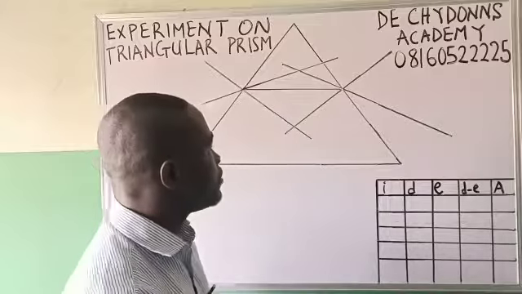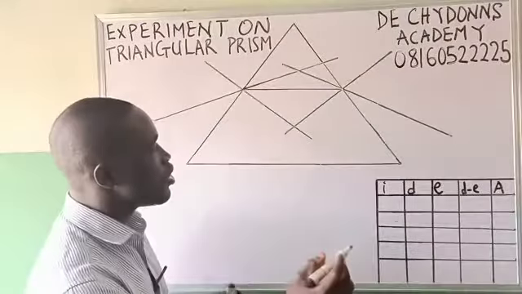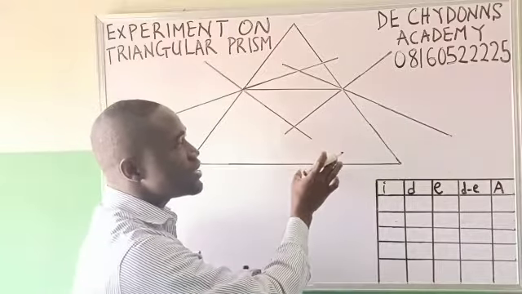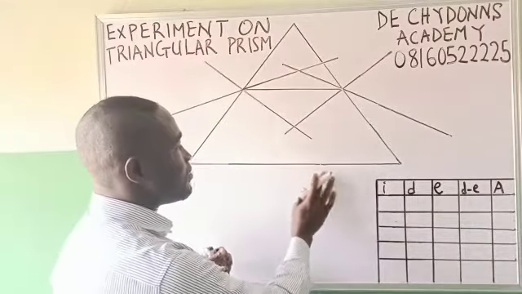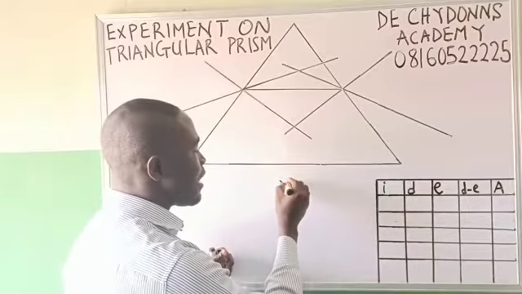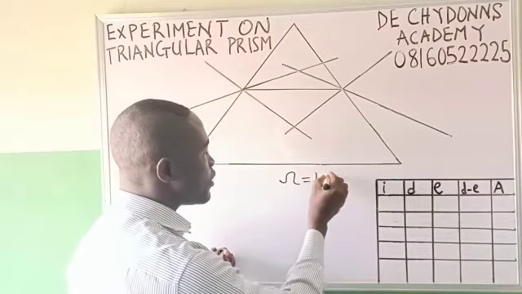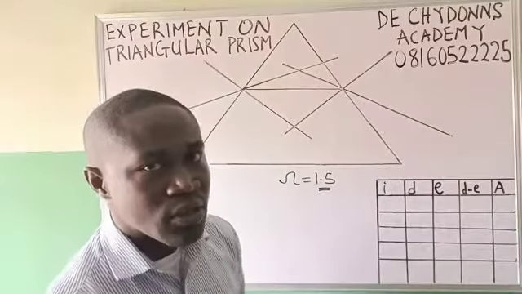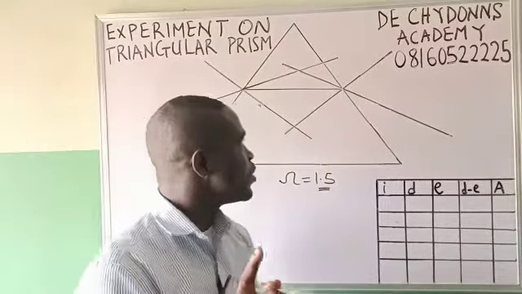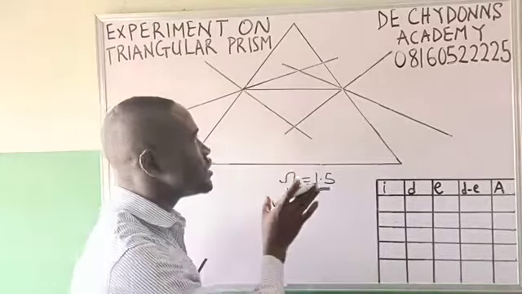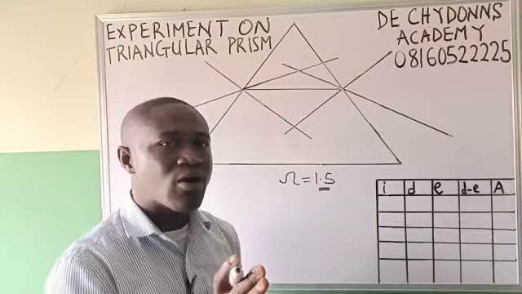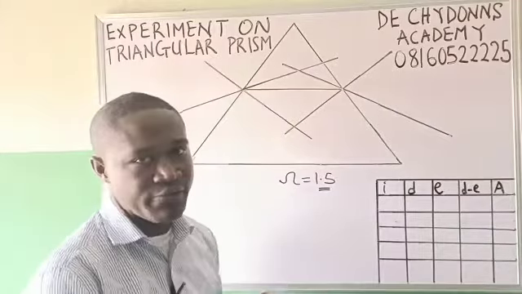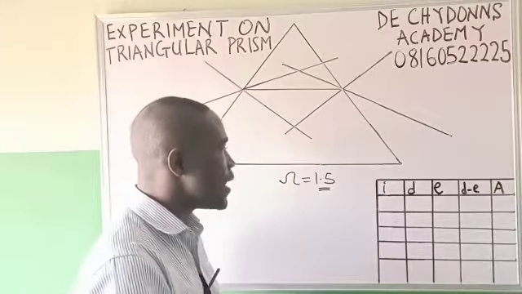First, we recall that the refractive index of a triangular prism and a rectangular prism is approximately 1.5. That is, no unit. The refractive index of a triangular prism or rectangular prism is approximately 1.5. Have it in your mind.